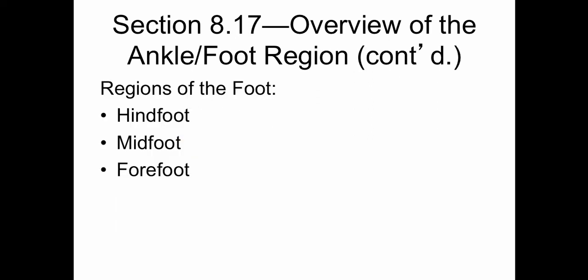The hindfoot region of the foot consists of the talus and calcaneus, which are tarsal bones. The midfoot consists of the navicular, cuboid, and 3 cuneiforms, which are tarsal bones. The forefoot consists of the metatarsals and phalanges. The term ray refers in the foot to a metatarsal and its associated phalanges in the toes. The foot has 5 rays.